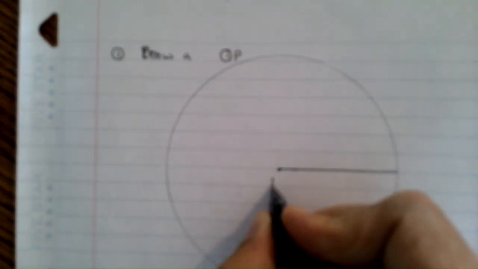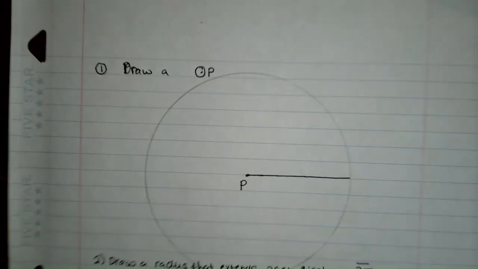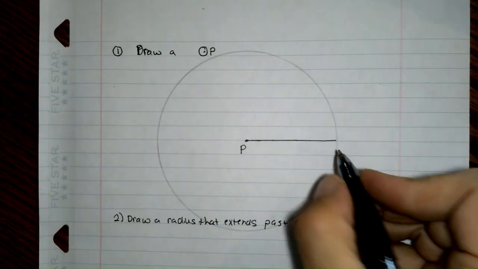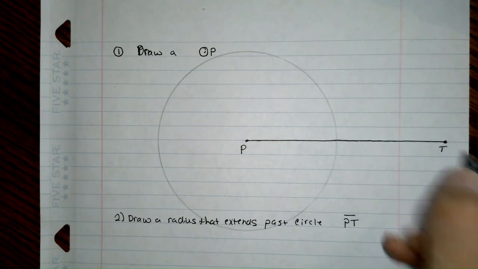And we're going to draw a radius. There we go. Draw a circle P. So step 2 is going to be draw a radius that extends past the circle. And we're going to call this radius PT. Okay. So my radius needs to extend past. All right, there's PT.